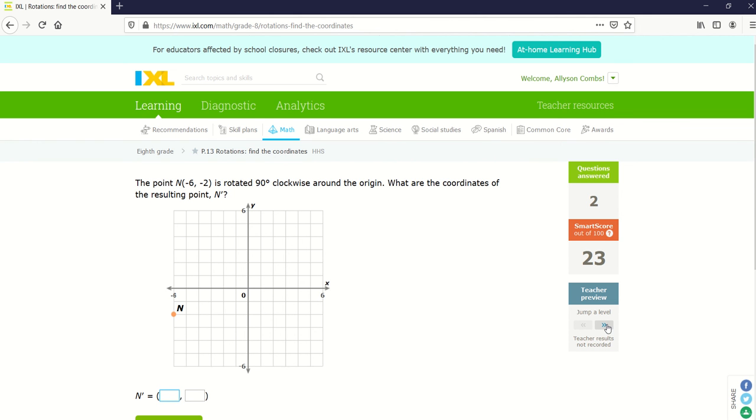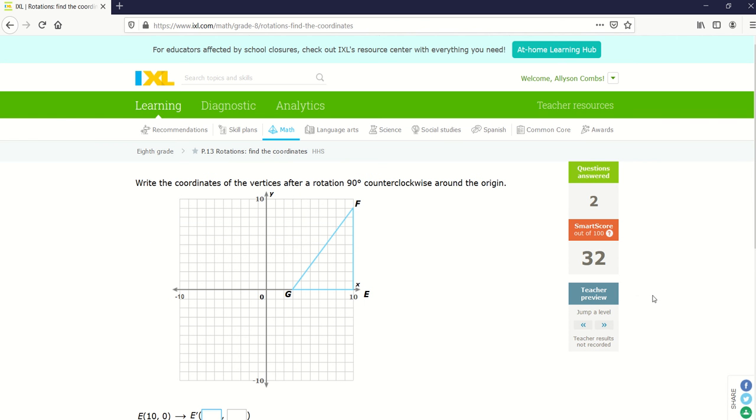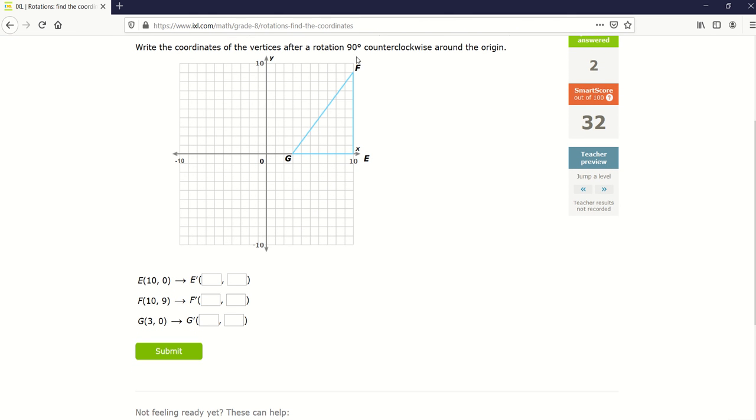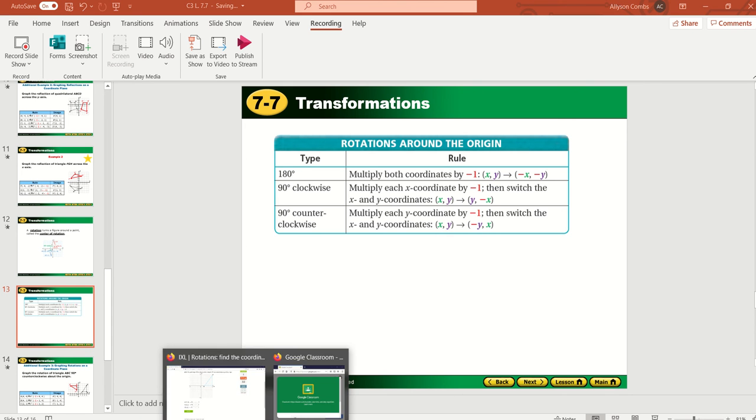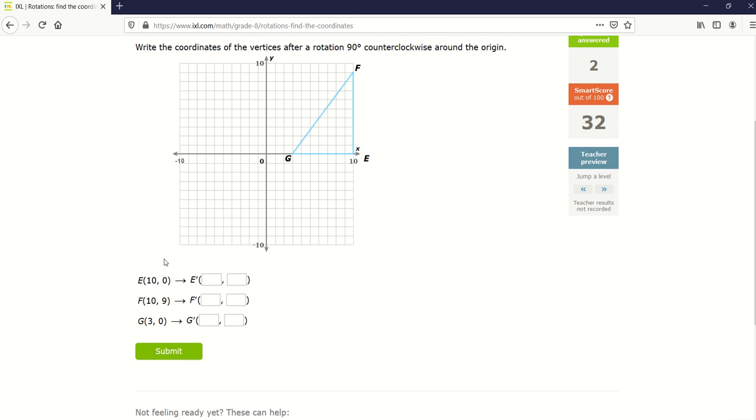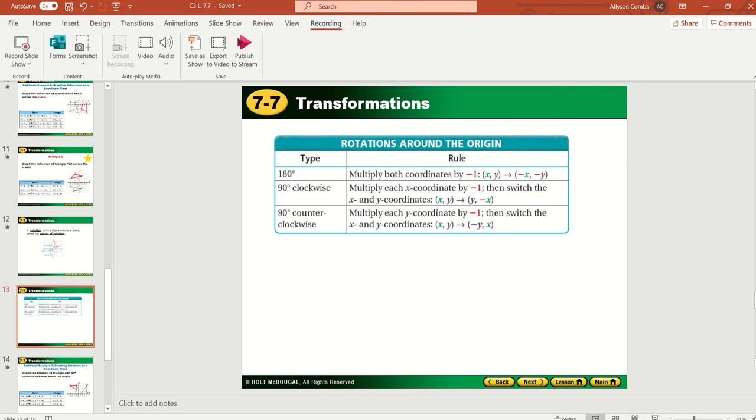I'm going to jump to ones that have a little bit different shape here. So this one is write the coordinates of the vertices. Let me scroll down a little bit here. Okay, there we go. So it's rotating 90 degrees counterclockwise. So hopefully you remember that counterclockwise, we're going to multiply the Y coordinates by -1 and then switch them. So that means our X's are going to stay the same, but then they're going to move into the Y category here. Oh, I'm sorry, hold on. We're multiplying because it's counterclockwise. We're multiplying our Y coordinates by -1 and then switching them.